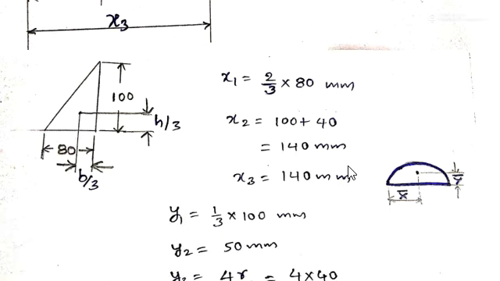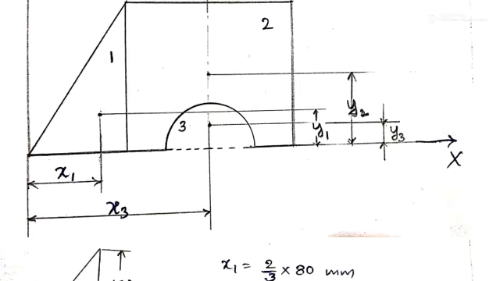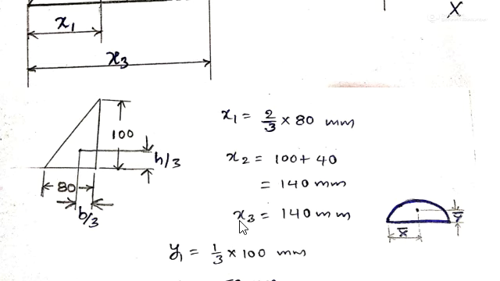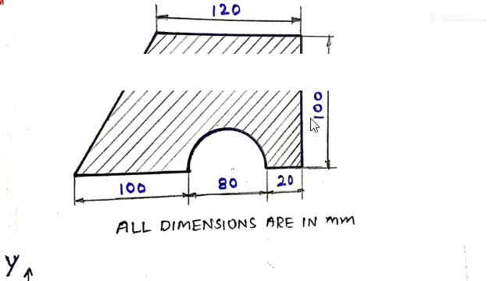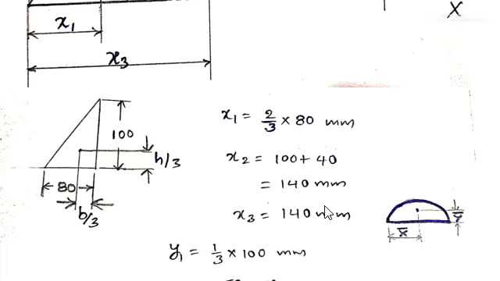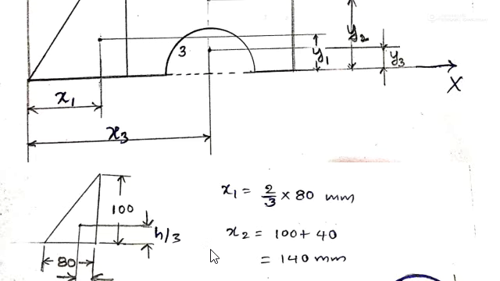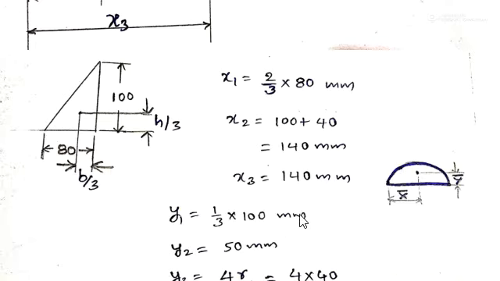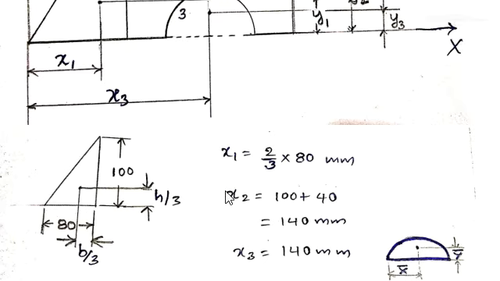And if you write y1, y2, y3, first of all y1 is the distance of the centroid of this triangle from this x-axis. So this distance is y1. This is h by 3, where the total is h, which we know from the standard formulas. So h by 3, where h is 100 given in the question, so 1/3 of 100 mm is the y1 value.